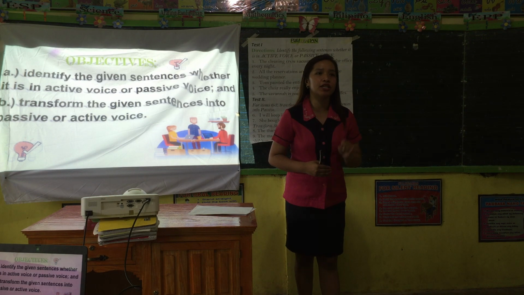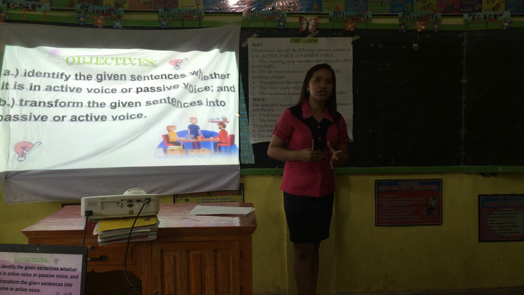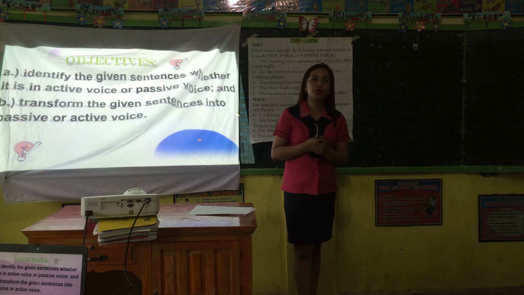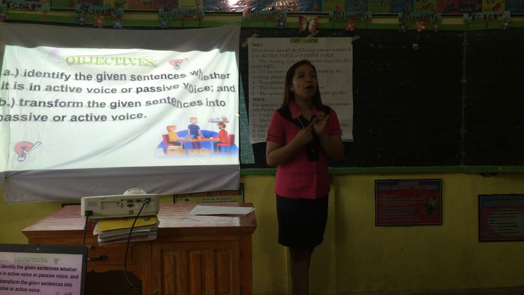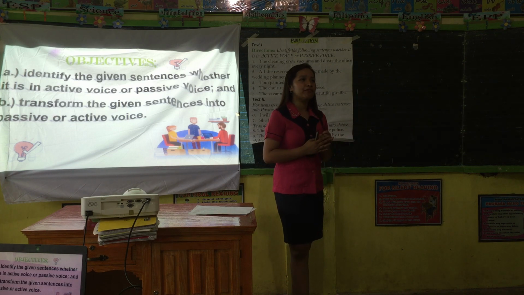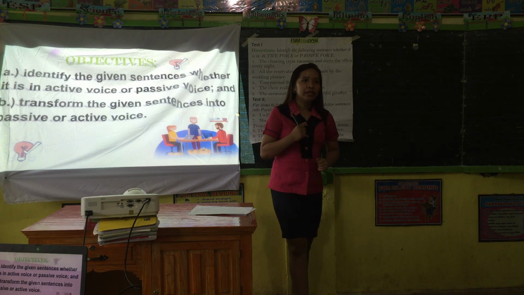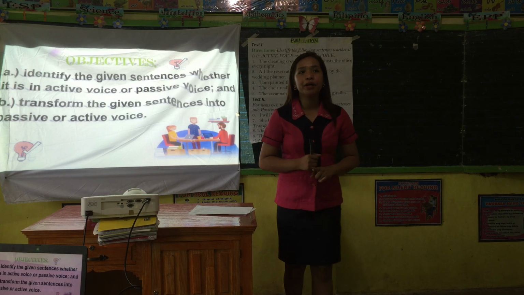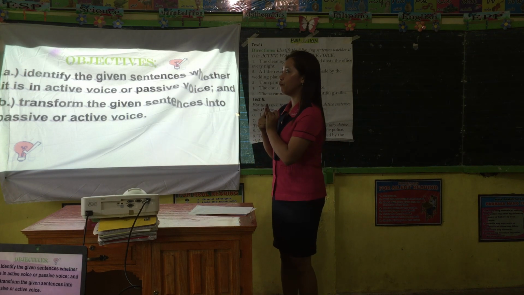Sentences contain subject and action. When we say subject, it refers to, yes, very good. Subject refers to the person or thing that the sentence is about, while action refers to, yes, action refers to what the subject is doing. Now, when a sentence is written, it can either be written in active voice or in passive voice.